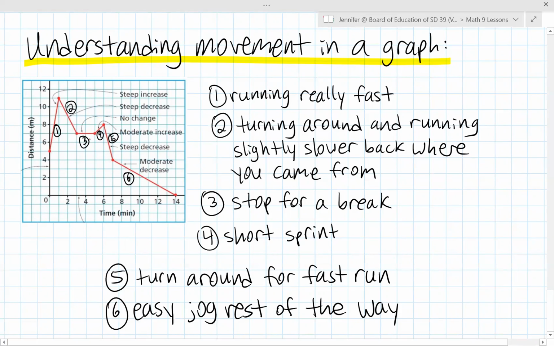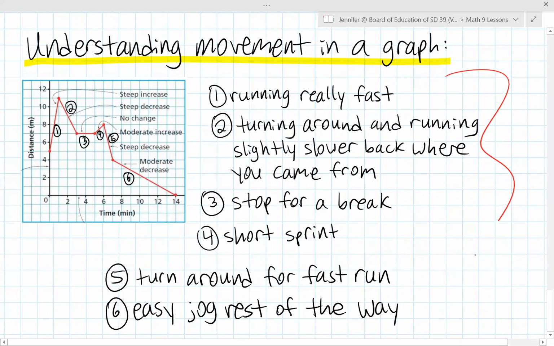And then in segment 4, maybe you did a short, tiny sprint. You just sprinted up. And then in segment 5, again, you turned around, you're going in the other direction, and you're going for a pretty fast run because this is pretty steep going down. And then the last segment 6, you're continuing where you were going, but now it's not very steep. So maybe this is an easy jog the rest of the way home.